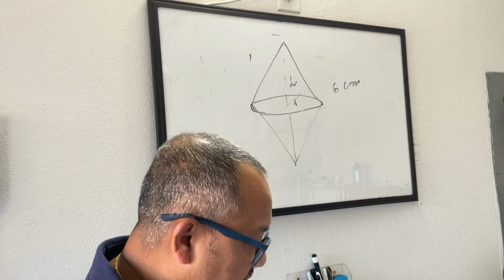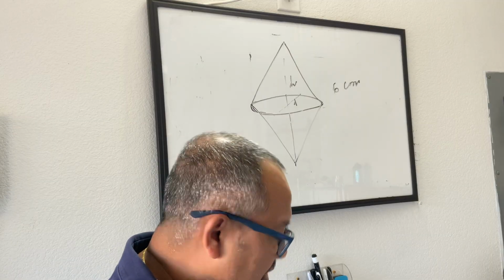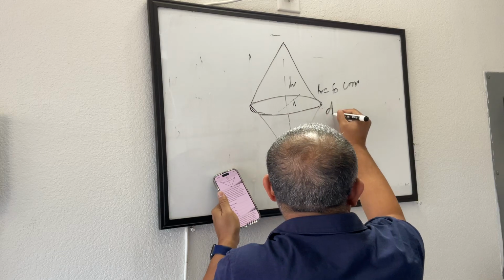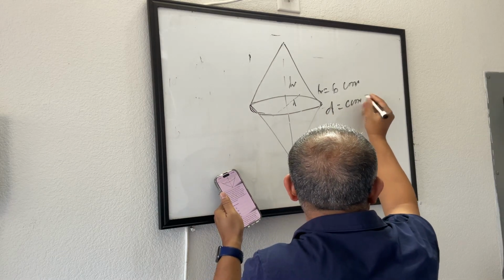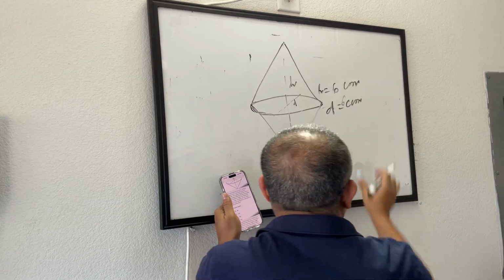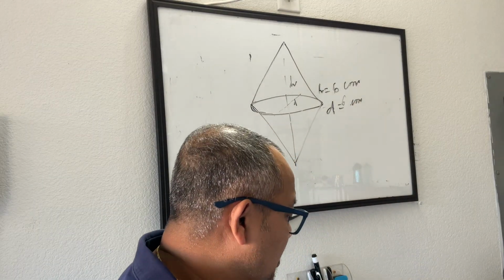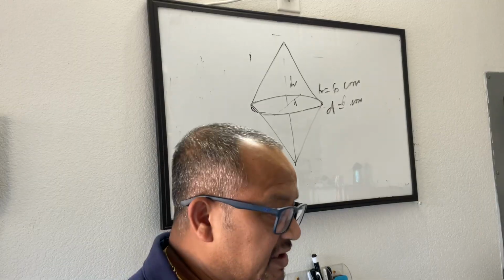The diameter of the circular cone base, D, is also 6 centimeters. So you are given that H is equal to 6 centimeters, and D is also given as 6 centimeters. What is the volume of the entire object in cubic centimeters?